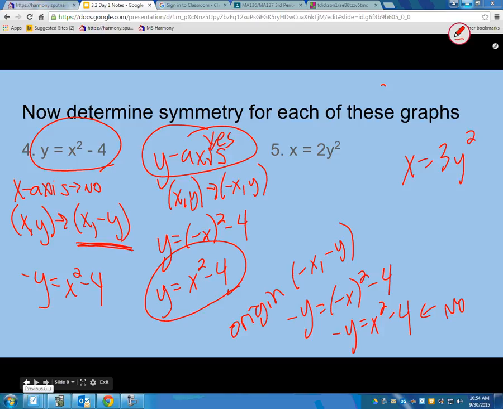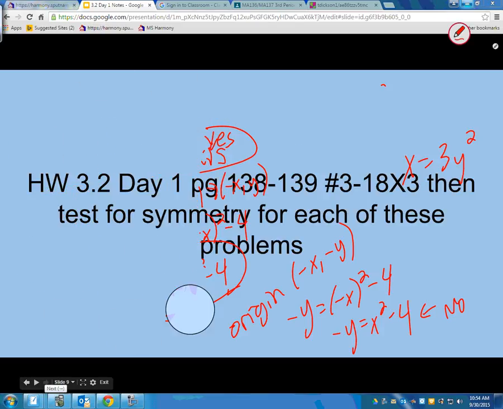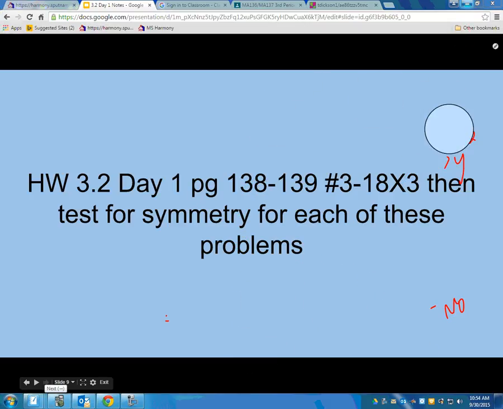So I gave you 6 problems on your homework to graph, and then I want you to go back and tell me the symmetry for those 6 problems. So here you go. Page 138, 139. I want you to do 3 through 18, multiples of 3. Those are all graphing. Some are just linear, some are quadratic, some are the parabolas on their side. I even threw in maybe a cubic in there and a square root in there.